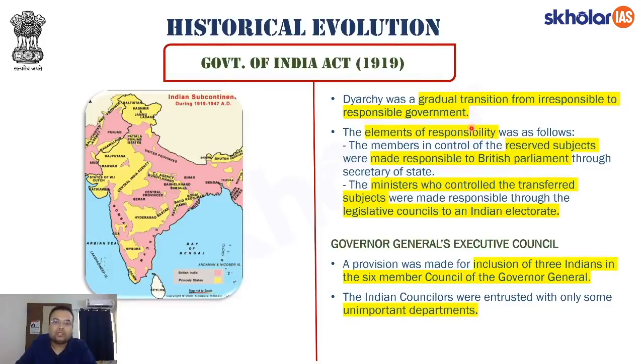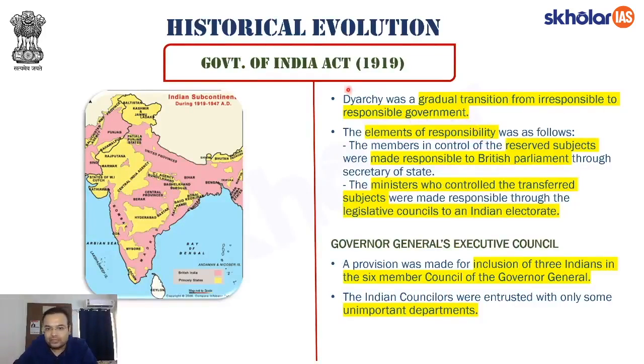Responsibility is happening because we are giving more powers, more subjects on which Indian electorate can actually be a part of. Indian electorate will elect their representative. These representatives will have the power to take decisions on transferred subjects. While with respect to reserved subjects, whatever decisions are being taken will be made responsible to British Parliament, because British Parliament can always ask questions with respect to policy decisions on any of the reserved subjects. I hope now you are able to understand what exactly was the model which Britishers were following in order to move from irresponsible to responsible government.